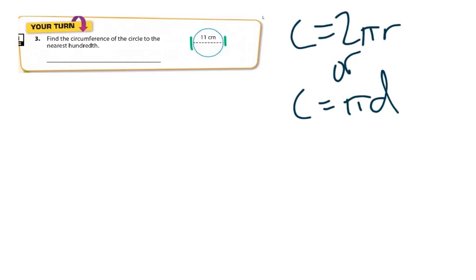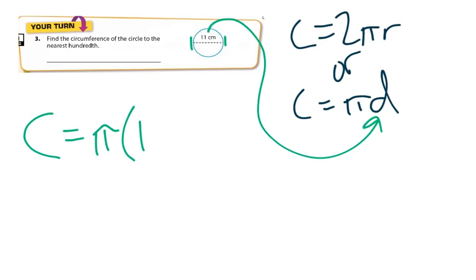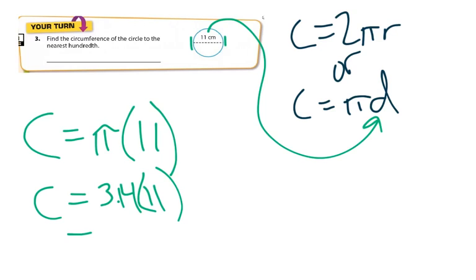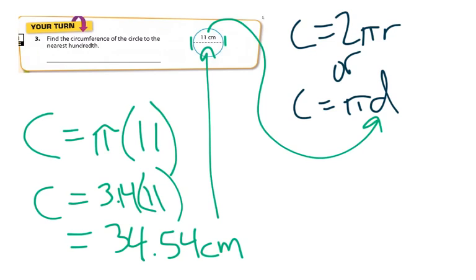And so what we will then do is plug in 11 for our diameter. So circumference is equal to pi times 11. And since they didn't say what to use, you could either use 3.14 or you could use 22 over 7. I'm partial to 3.14 times 11, and that gets us 34.54 centimeters. Just going back to the unit that was given there.